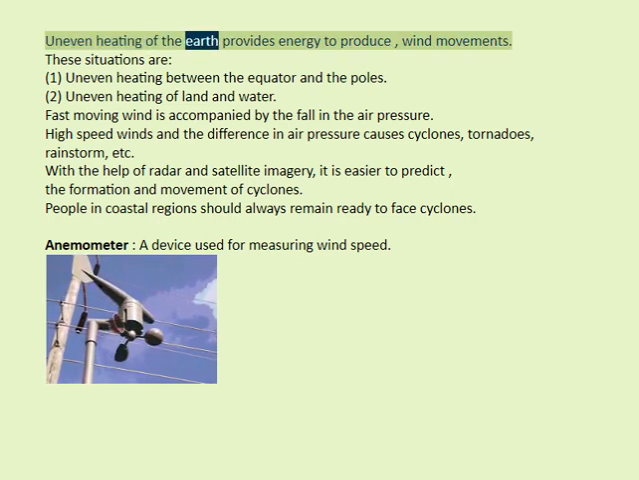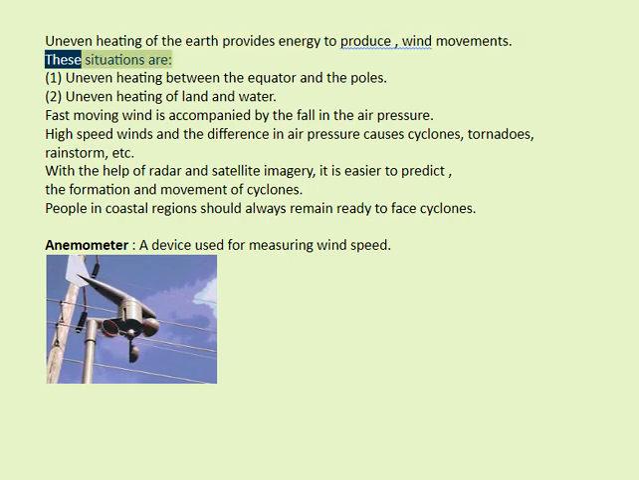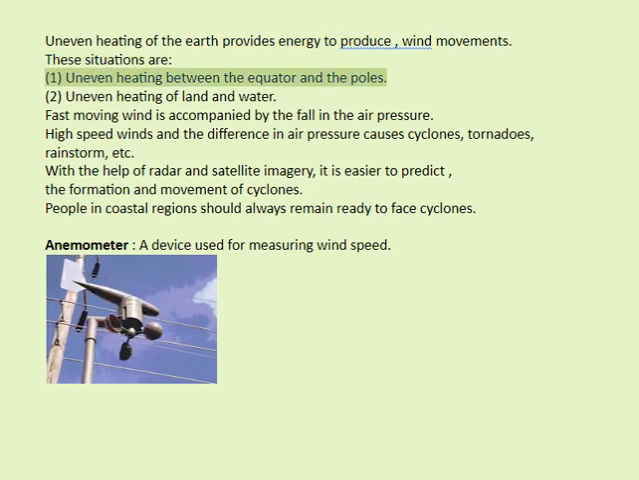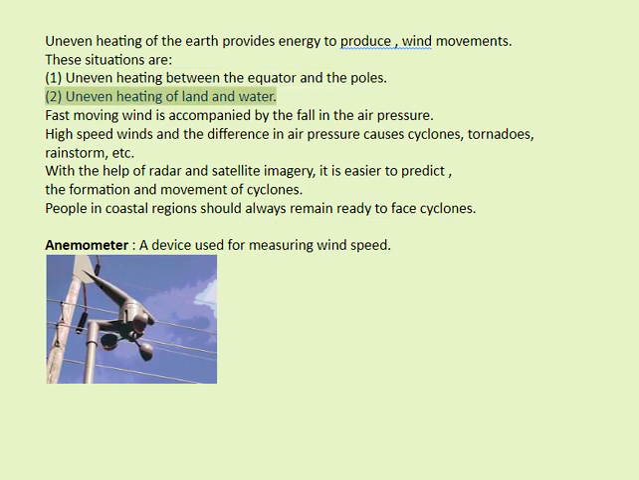Uneven heating of the earth provides energy to produce wind movements. These situations are: 1. Uneven heating between the equator and the poles. 2. Uneven heating of land and water.